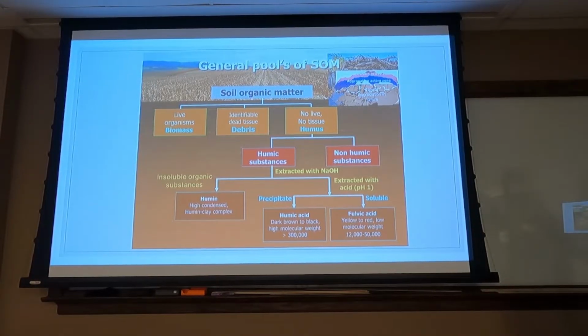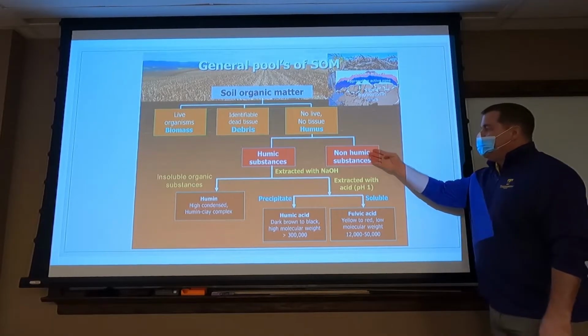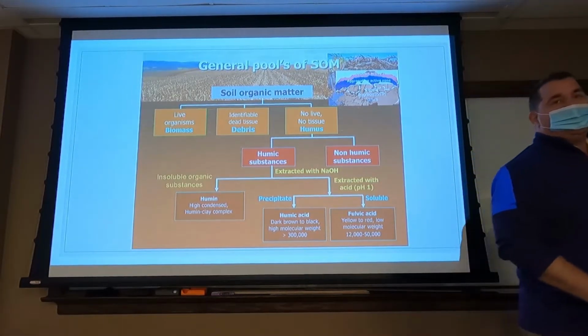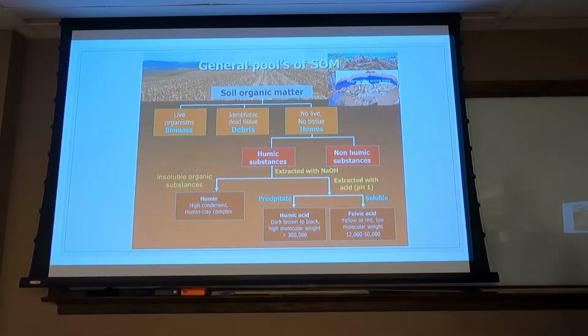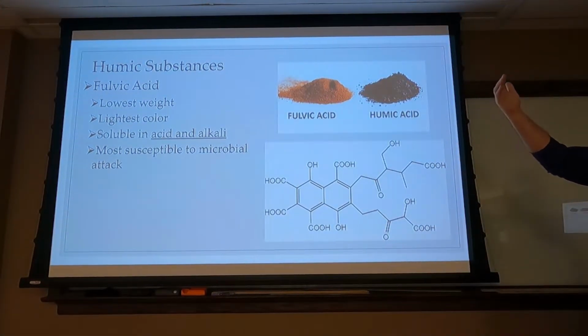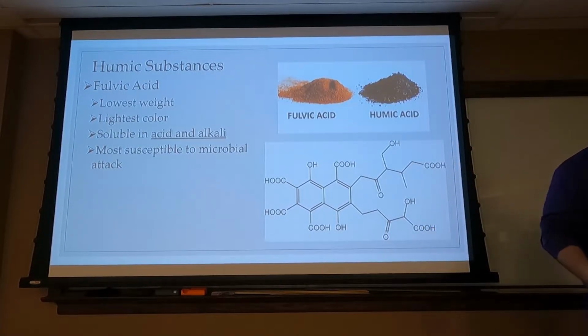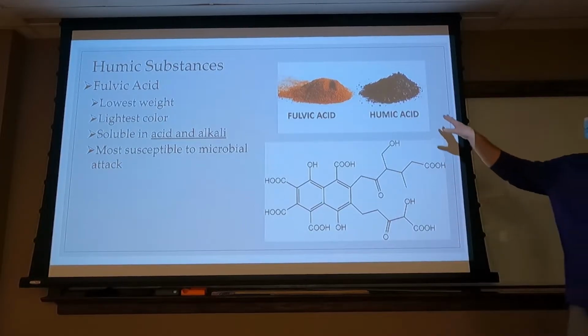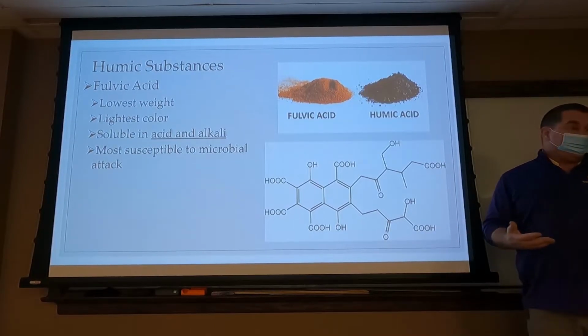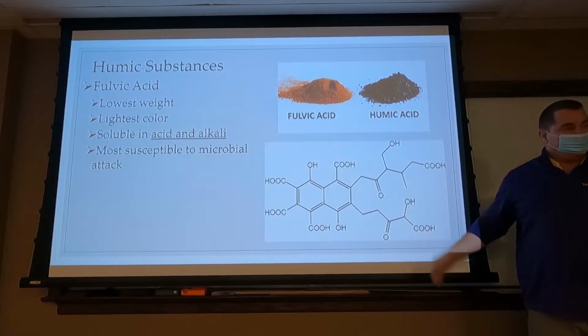So they're broken down into typically two different substances, non-humic, which we're not really concerned with, but the humic substances we are. Those are the ones that we know the most about. Those are the ones that we can easily identify. We talked about fulvic acid having the lowest molecular weight, and therefore the easiest for the microbes to decompose. So if we can keep our material as fulvic acid, that can be broken down easier into humus.